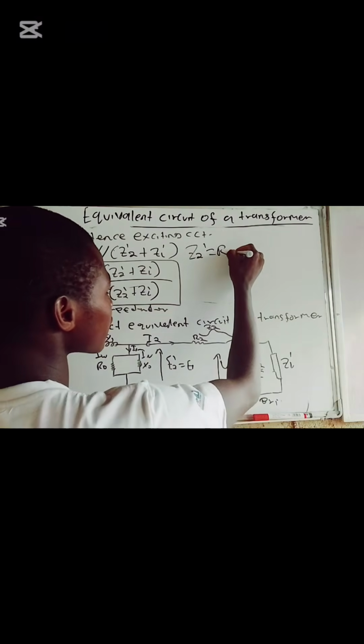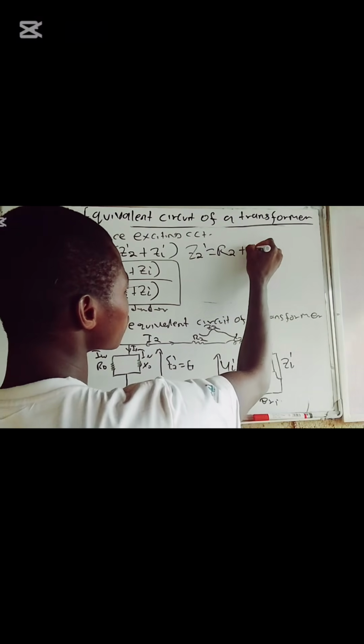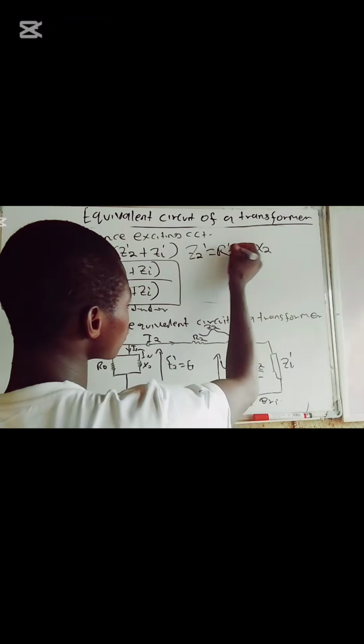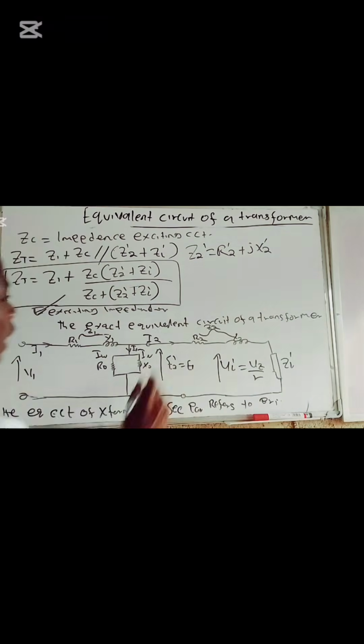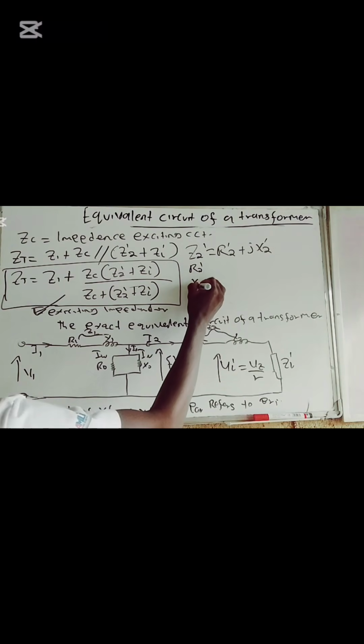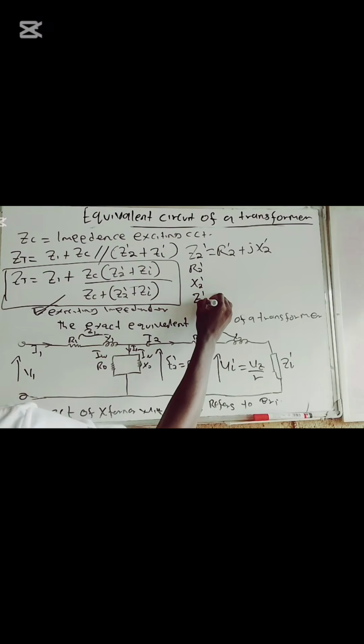Z2 prime, which is the same thing as R2 plus j, which is X2, and it has to be prime, all with prime. We have the R2 prime, and also we have the X2 prime, and also we have the Z prime L.